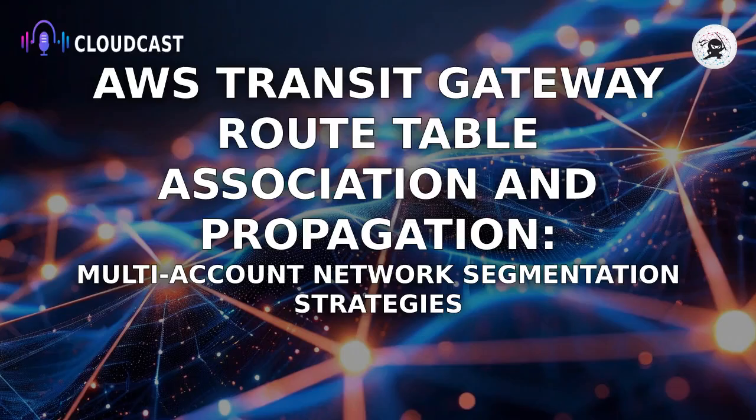We're going deep on transit gateway route table association versus propagation, and specifically how to use them for proper network segmentation across multiple AWS accounts. So here's my problem. We have a transit gateway connecting our dev, staging, and production VPCs across 3 different AWS accounts. Right now, everything can talk to everything, and our security team is not happy about it. Classic scenario, and it's exactly what route table association and propagation solve.